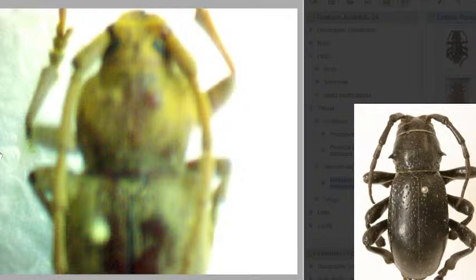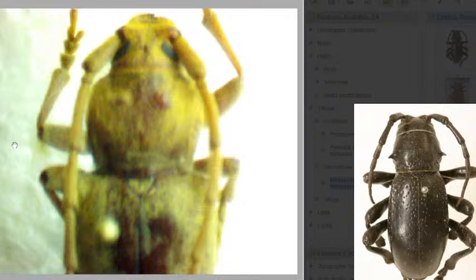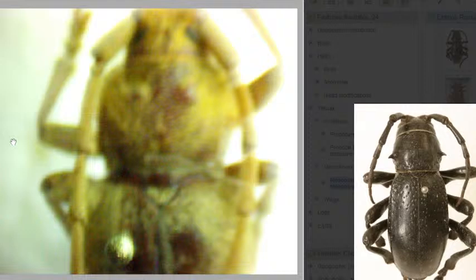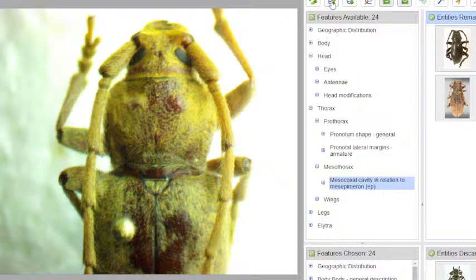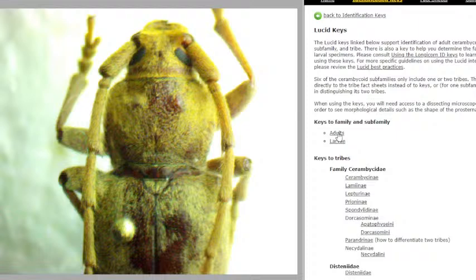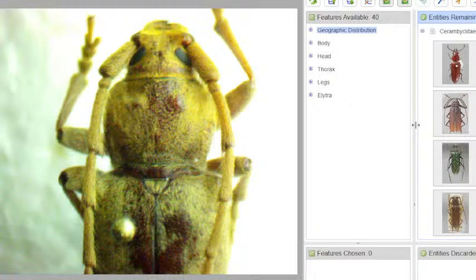Here, the longhorn beetle, and we're going to see if we can identify him or her. Our key doesn't seem to want to let us choose the Arctic region, so we are just going to not choose our region. Let's see. Refresh. Nope. Wrong key. Adults. Very good. Alright, so we've got this variety of subfamilies. Hopefully we get one that we haven't gotten before. That's our goal. We like to keep the diversity in the collection fairly wide.